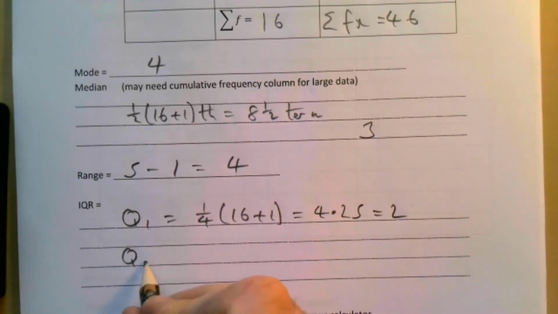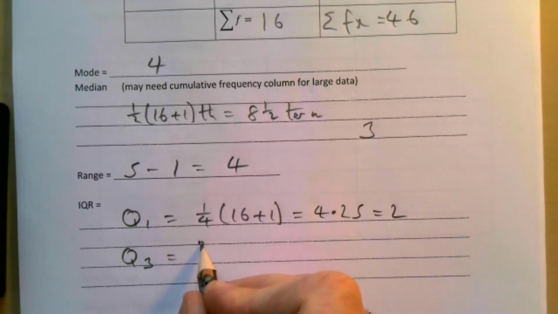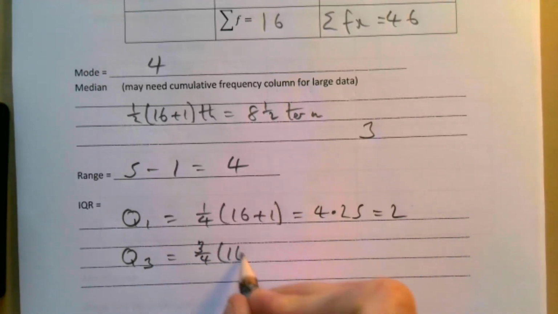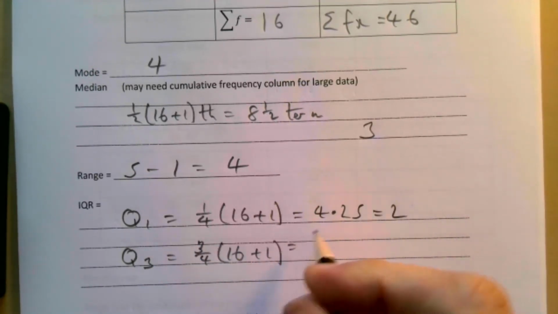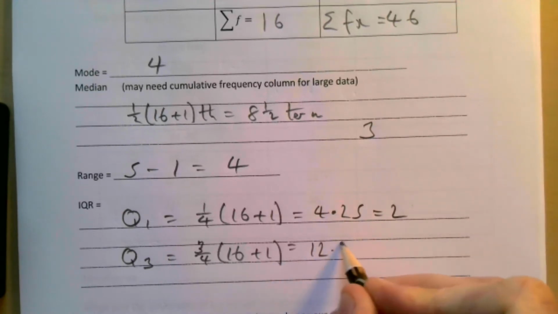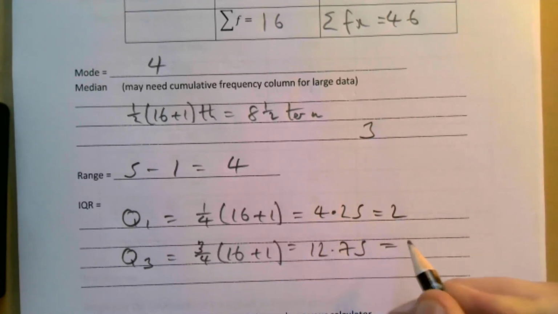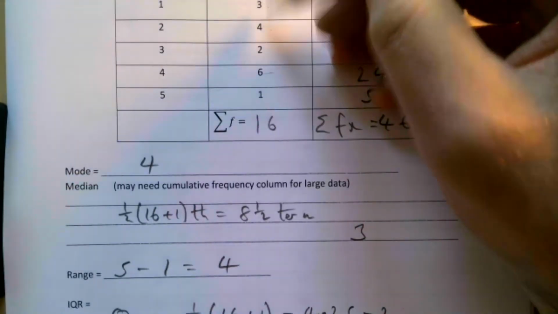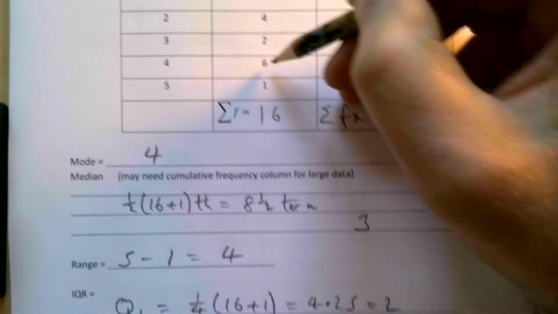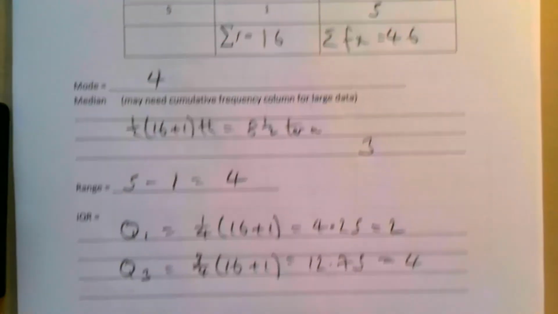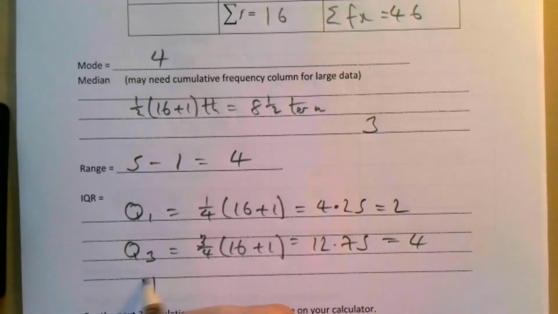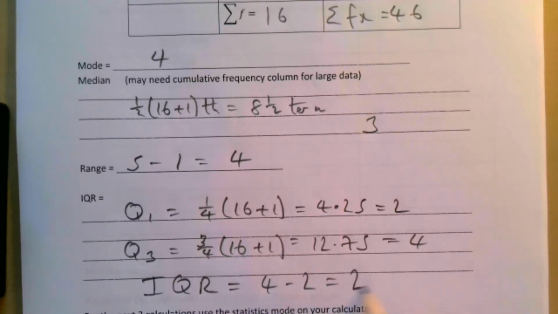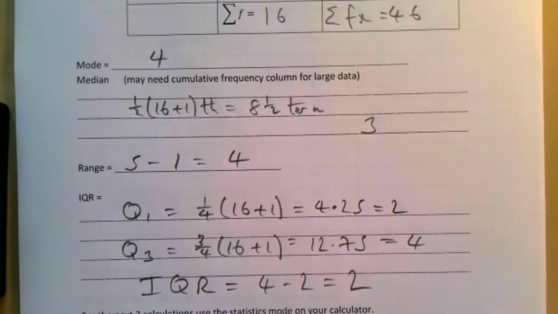And then Q3 is 3 quarters of 16 plus 1, which is 12.75. That takes us to 9, and so in this case it's going to be 4. And our interquartile range is obviously then 4, take away 2, and that gives us 2.